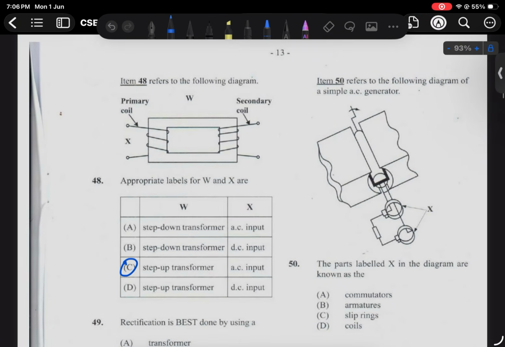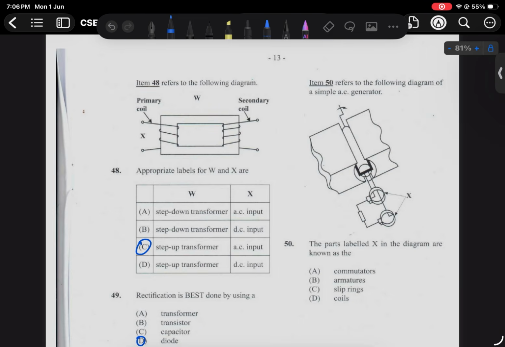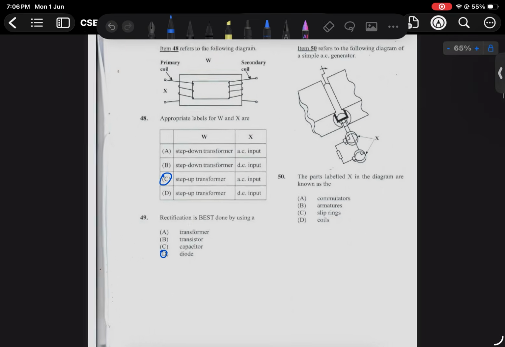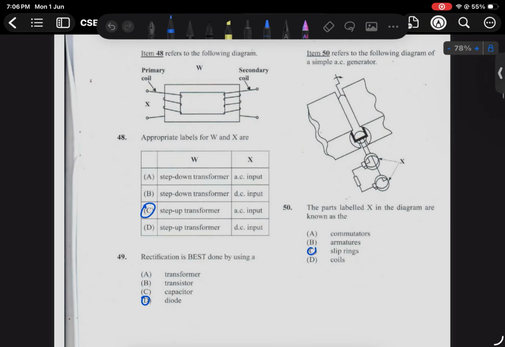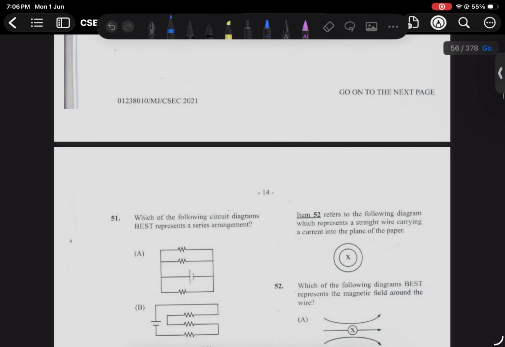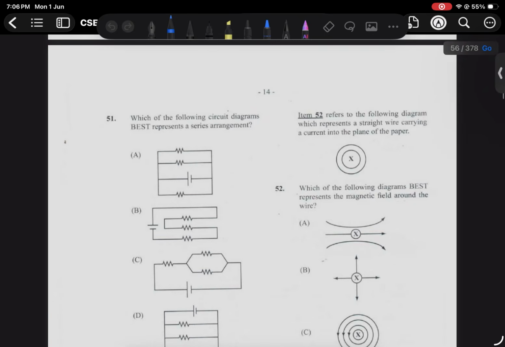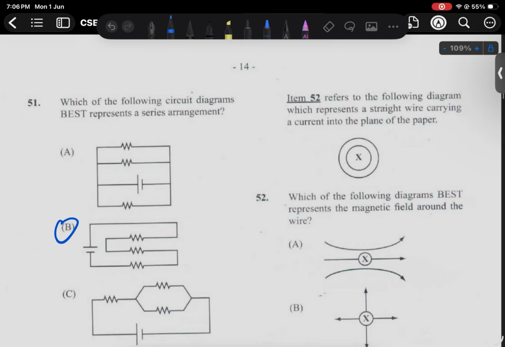Item 50 refers to the following diagram of a simple AC generator. The parts labeled X in the diagram are known as the slip rings. It converts kinetic energy into electrical energy. Which of the following circuit diagrams best represents a series arrangement? That would be B.